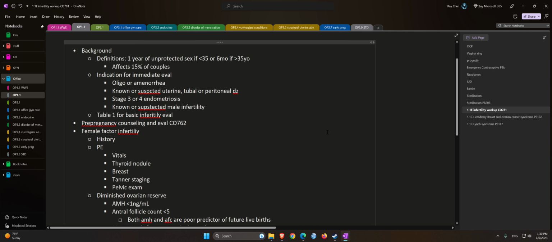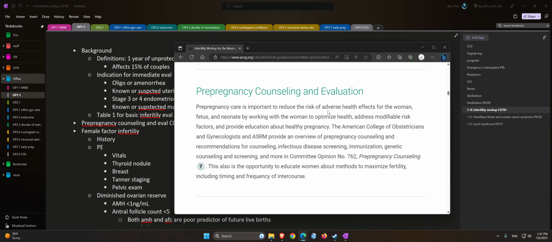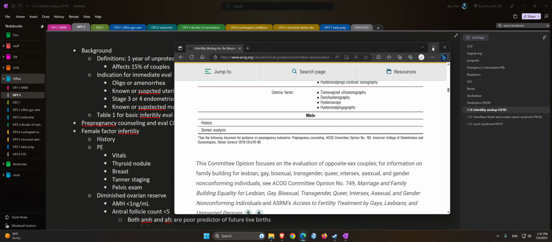Indication for immediate evaluation: oligo- or amenorrhea, known or suspected uterine, tubal, or peritoneal disease, stage 3 or 4 endometriosis, known or suspected male infertility. Table 1 for basic infertility evaluation. Let's take a look.